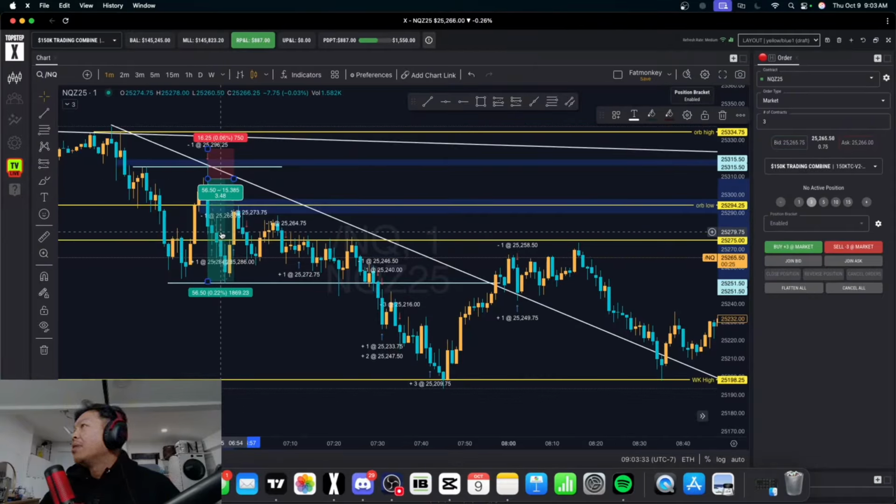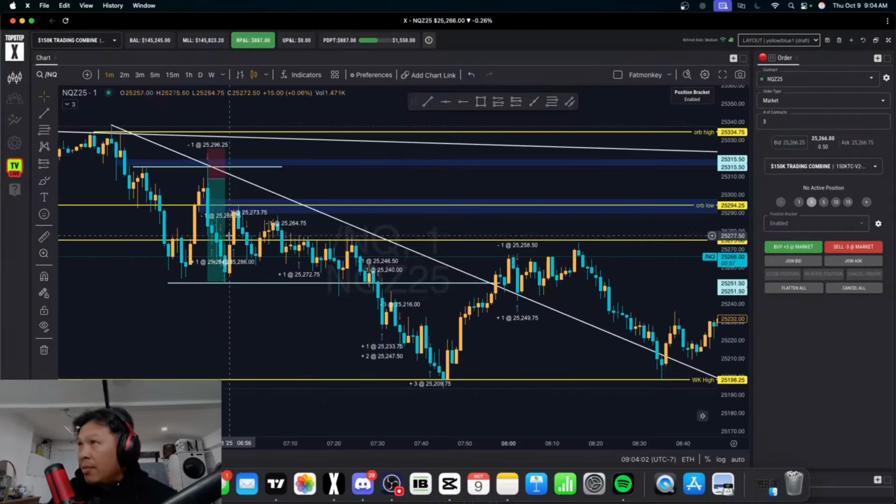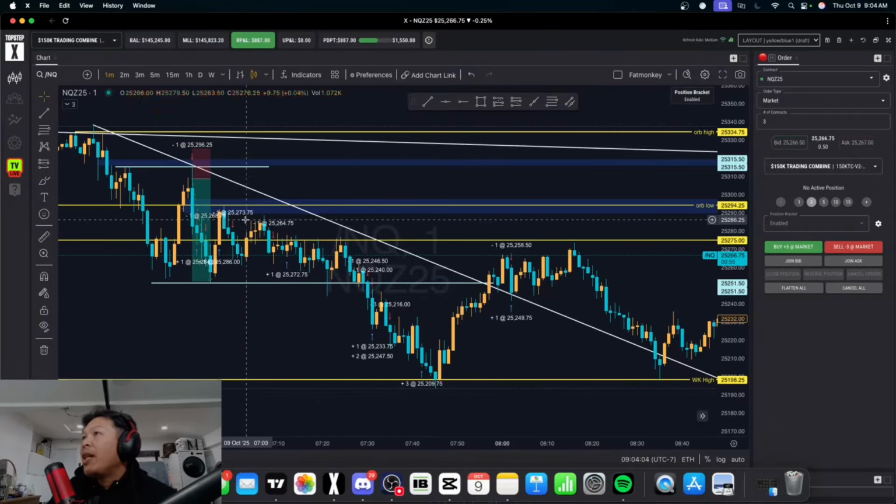So I tried jumping back short again as soon as possible, and we waited to see it come down more. Then it came back up, and then I stopped out, and then I waited again. I saw that there's another failure gap here. I was like, okay, pullback here could be a good short. Came back in short, and then we see a bunch of choppiness.